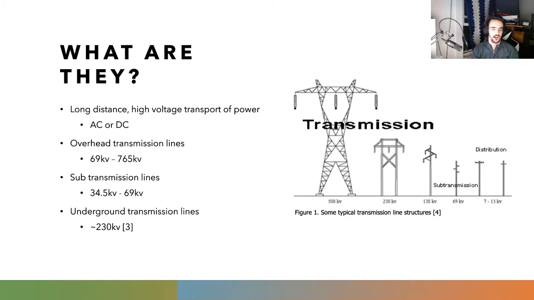rarely. There are sub-transmission lines, which are like the power lines you see going across or alongside the road. They vary from 34 to 69 kilovolts. And then there are underground transmission lines, which are used in more urban areas, and they are hidden underneath the ground. And on the right, you can see an illustration of the different types of transmission lines.